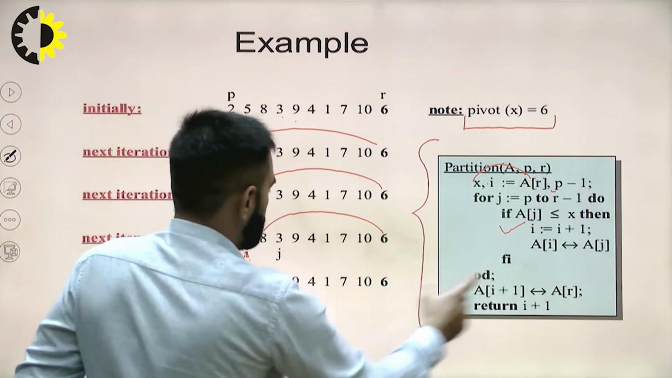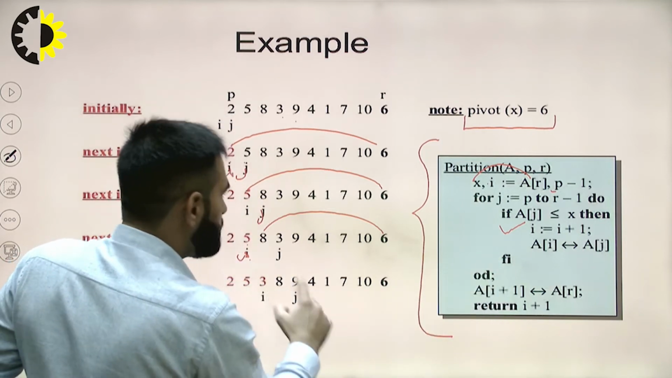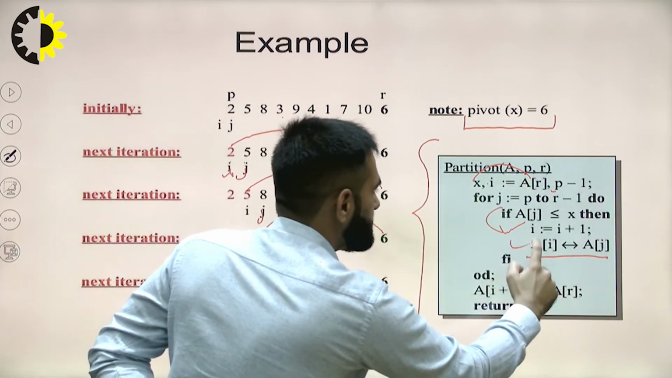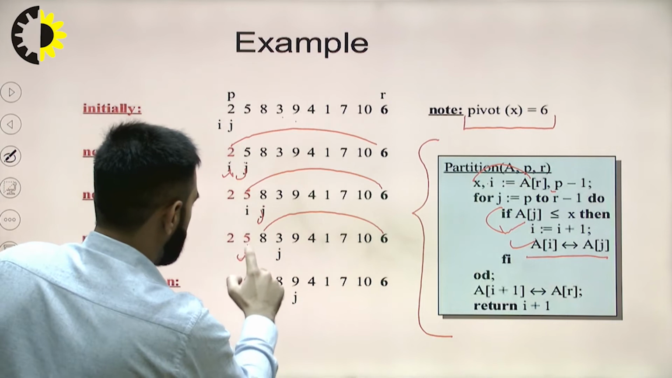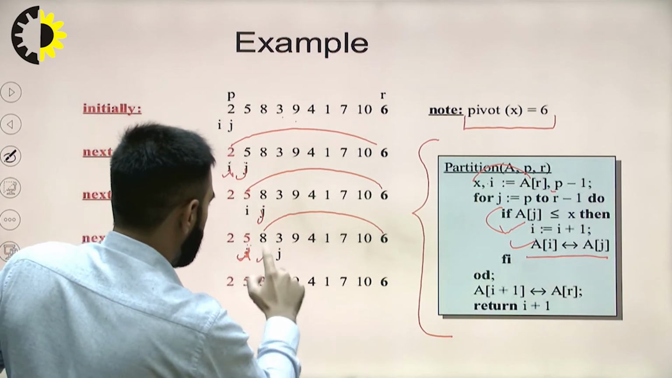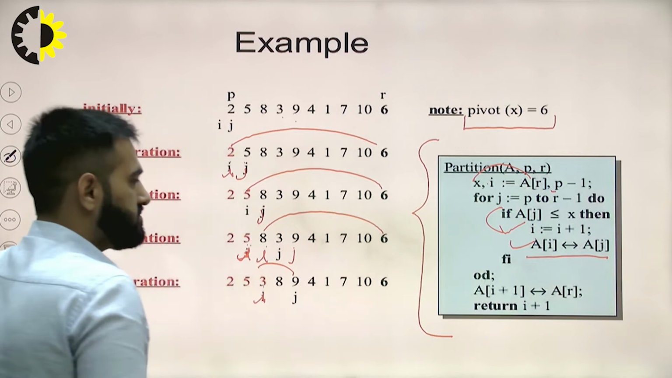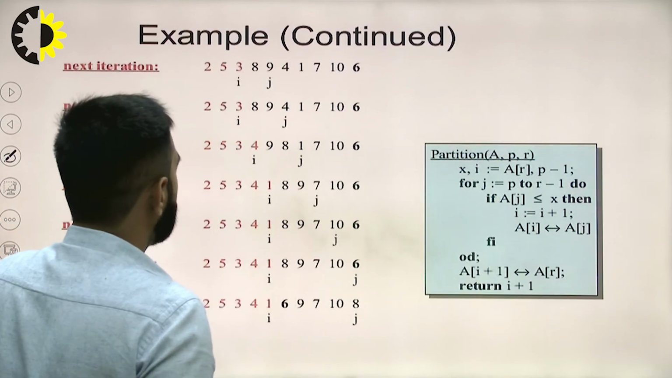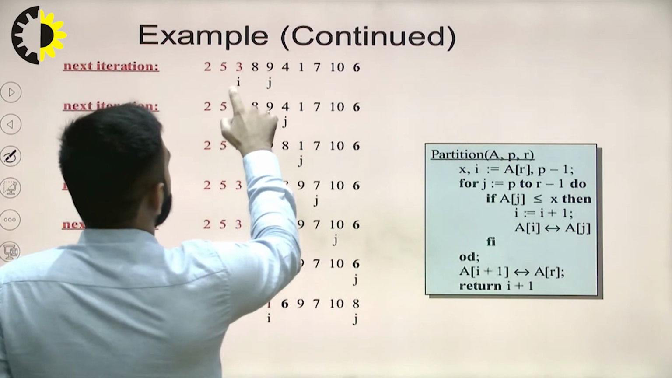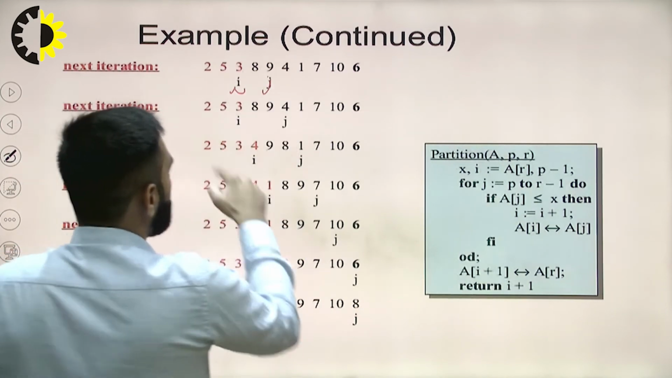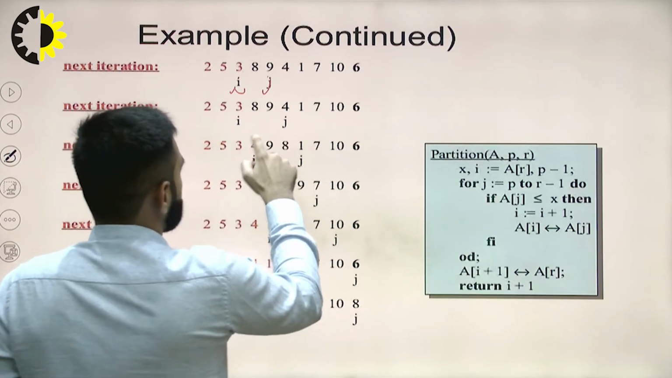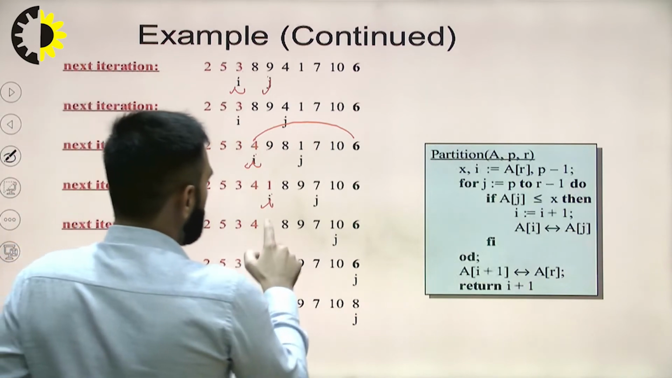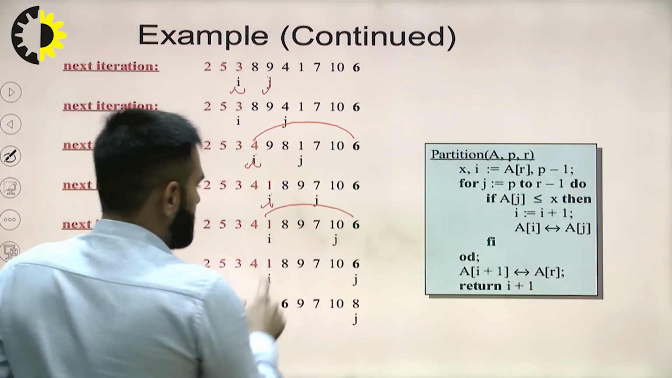Now it will swap the values with the incremented value of i. i was here, now it is incremented to here, and we swap. Next. Now i is here, j is here. Again i is incremented. We check this value, i is incremented. Next, we check this value, this is less, again i is incremented.